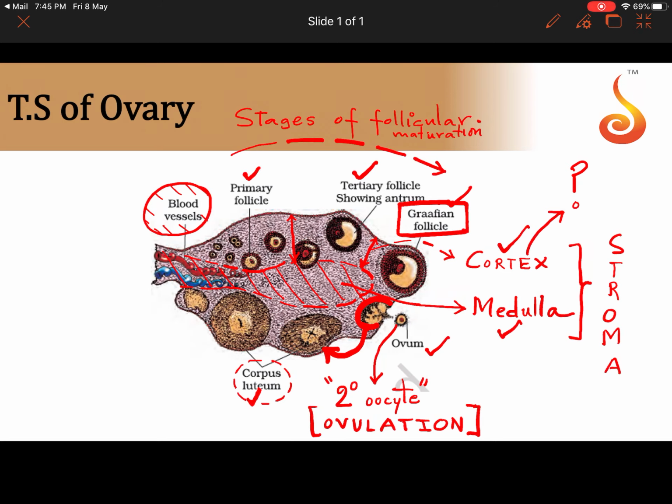Alright, so basically in this you have to remember the two distinct zones, outer cortex, inner medulla. In the outer cortex you will find the various stages of follicular maturation up to the most mature follicle, that is called the Graafian follicle, following which the secondary oocyte or the ovum gets liberated by ovulation, following which the Graafian follicle transforms into a yellow body that is called the corpus luteum. Clear?